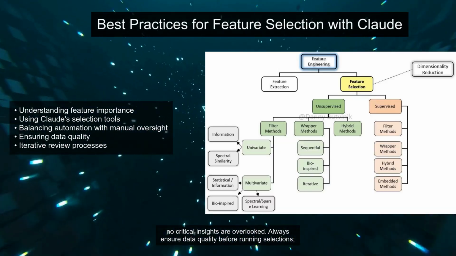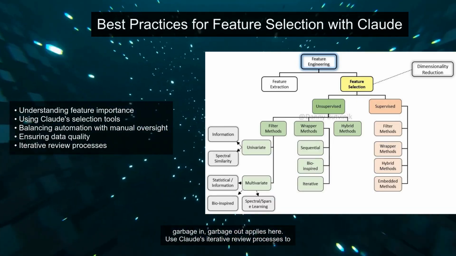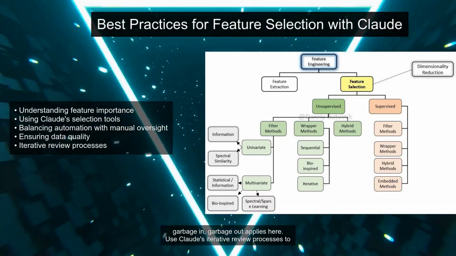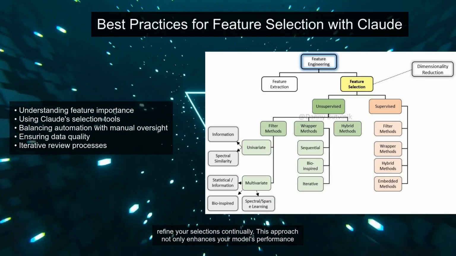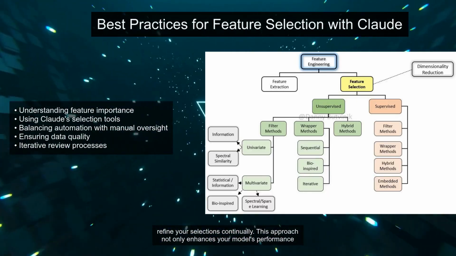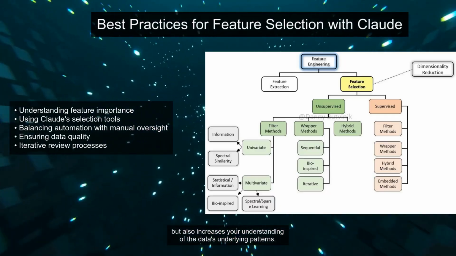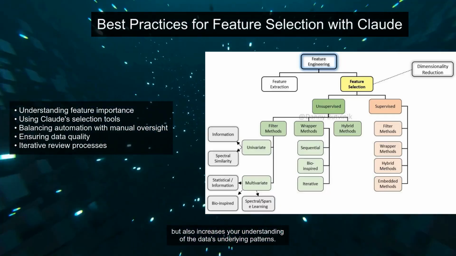Always ensure data quality before running selections. Garbage in, garbage out applies here. Use Claude's iterative review processes to refine your selections continually. This approach not only enhances your model's performance but also increases your understanding of the data's underlying patterns.